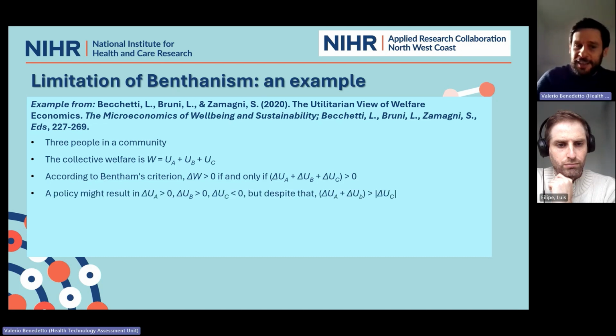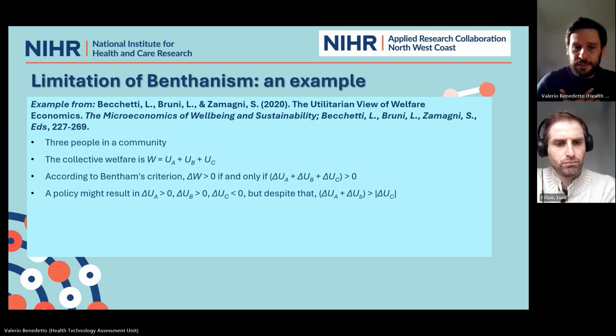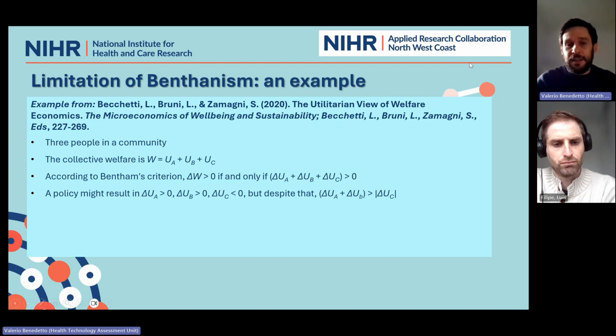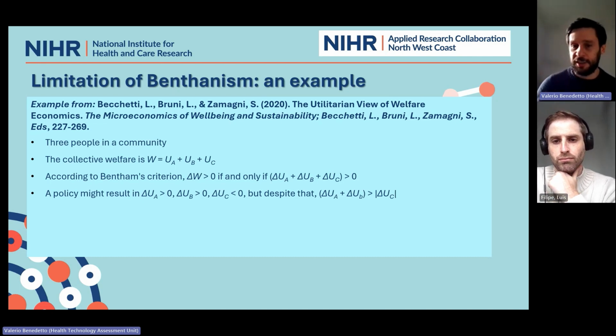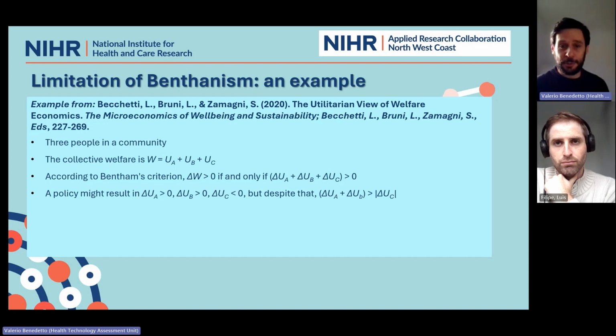So imagine you have a policy which results in a positive change in my utility and a positive change in Luis' utility, so that's UA and UB, but a negative change in the third person's utility. So Luis and I are benefiting from this policy, and the third person is not. But if my change plus Luis' change in utilities are greater than the negative change in the third person's utility, then this policy will still be approved under a Benthamism approach.